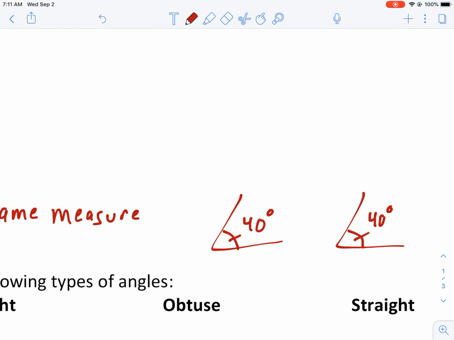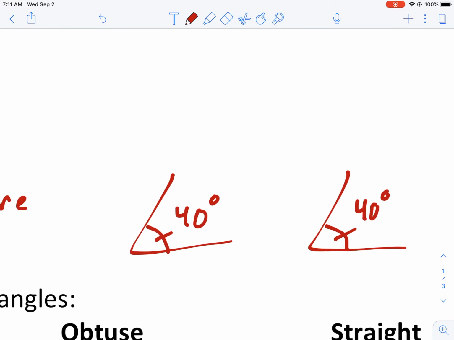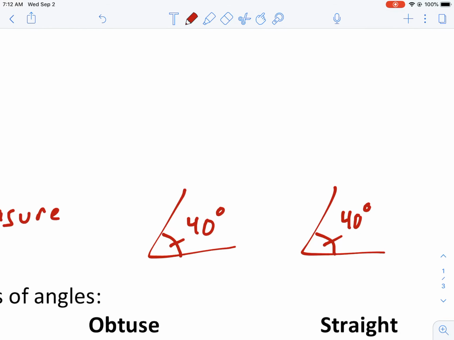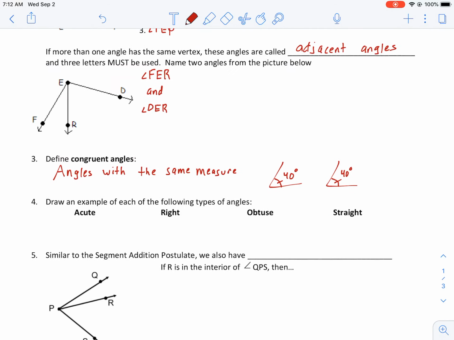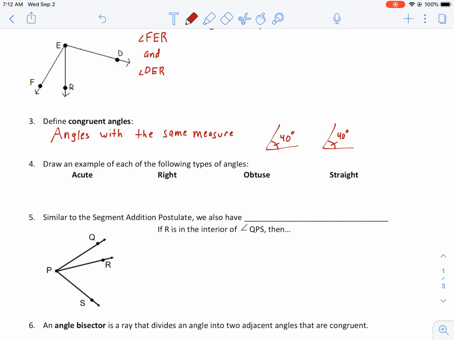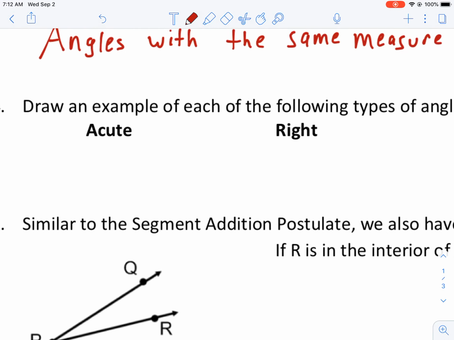It's kind of like how sides are congruent if they're the same length. Angles are congruent if they have the same measure, and we measure angles in degrees, okay? So there's 4 types of angles, all right? Draw an example of each of the following types of angles.